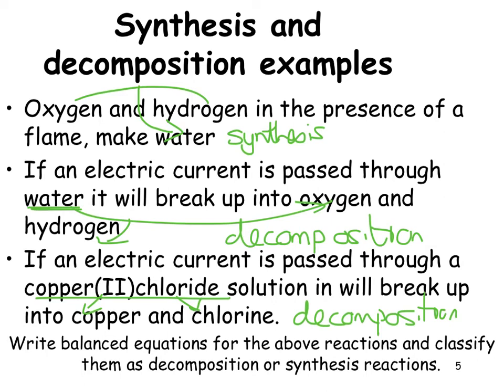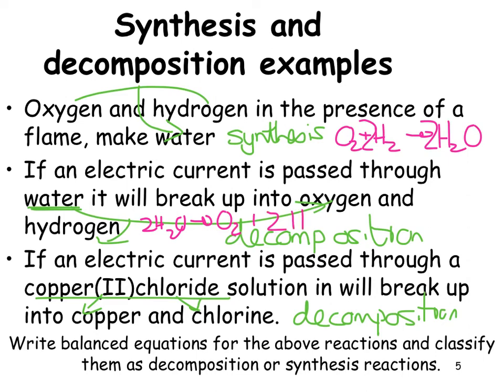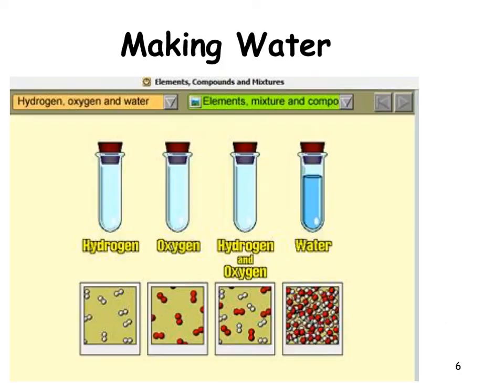Writing balanced equations for each of those, if I took oxygen and hydrogen and made them into water, I would need to balance that equation. The exact reverse, 2H2O, breaks up into O2 plus 2H2. That's the decomposition. Copper chloride, CuCl2, breaks up into Cu metal and chlorine gas.